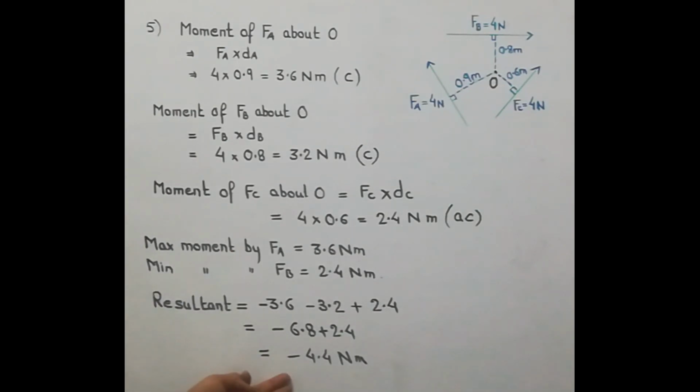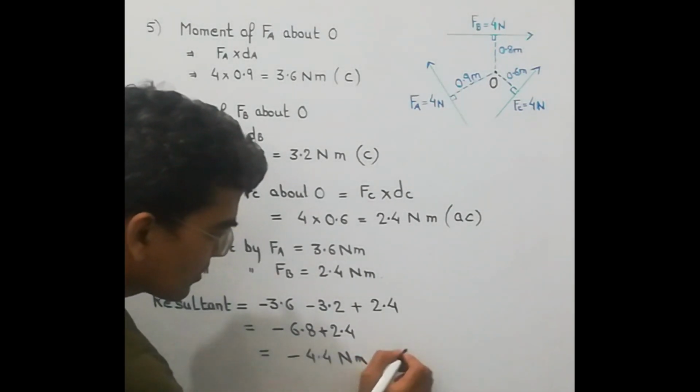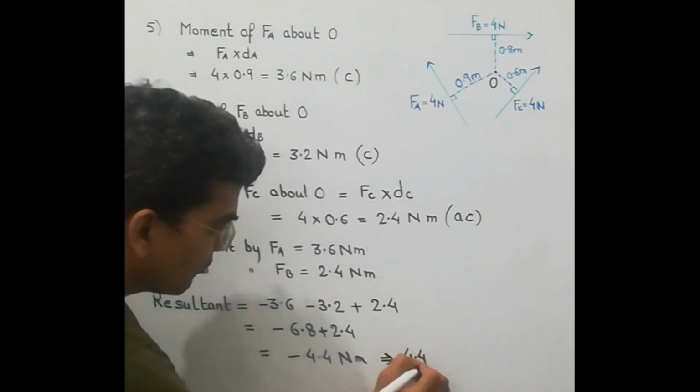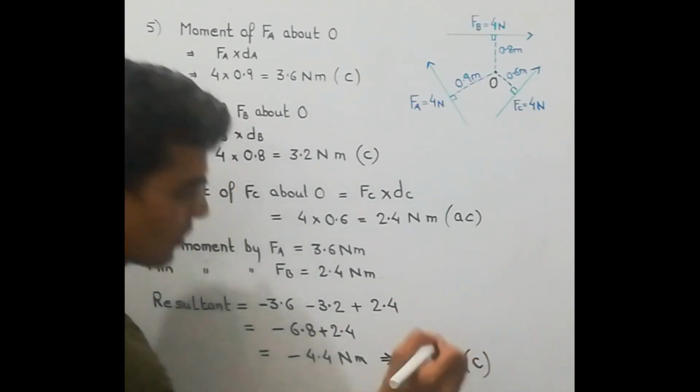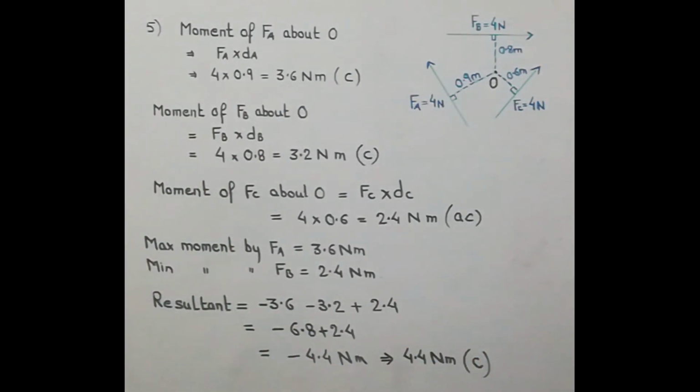If you remove this minus sign, you know that minus sign stands for clockwise, so you can write it like this also: 4.4 Newton meter clockwise. Because minus sign stands for clockwise movement. So this will be the answer. So you can pause and note it down.